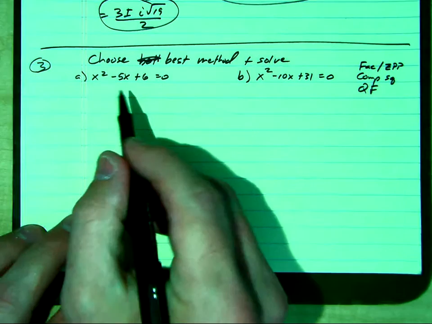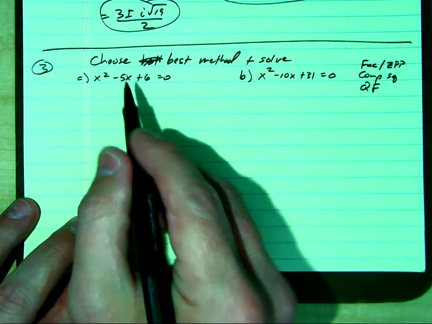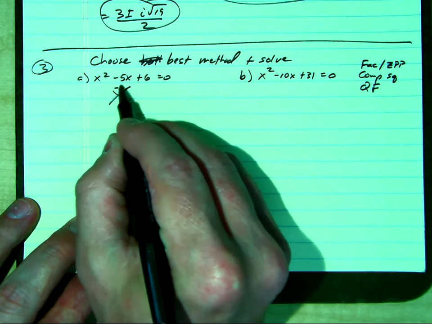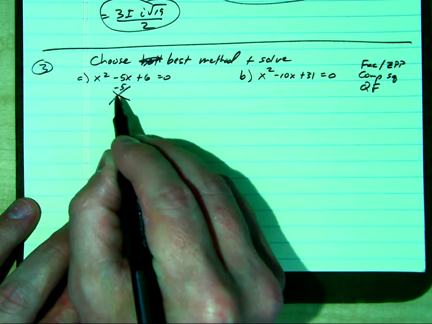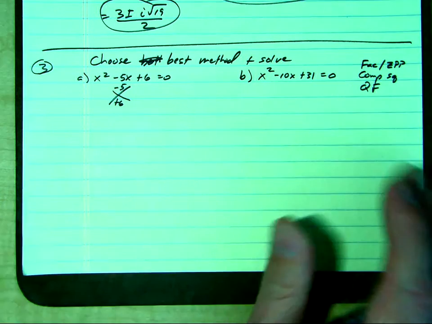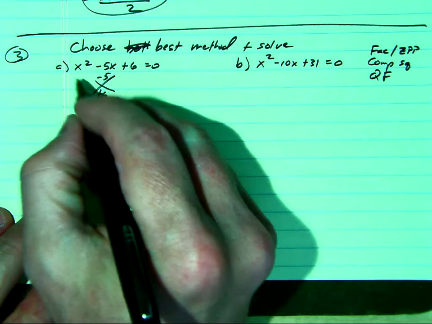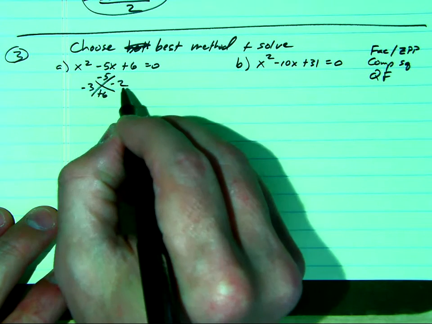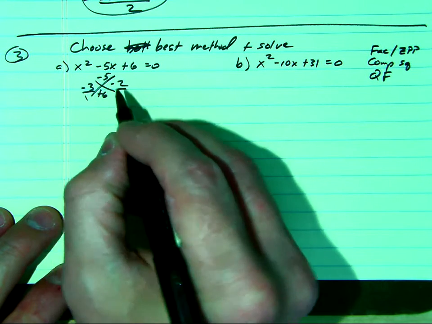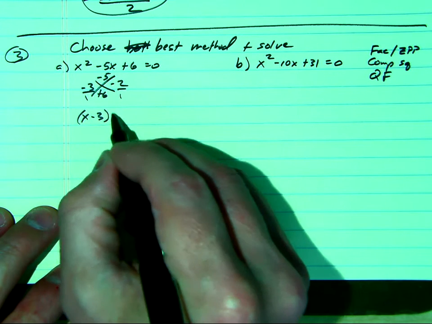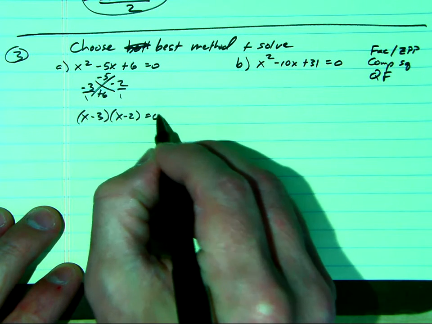So looking at this first one over here, always try to factor it first. Let's see if it factors. Is there anything that multiplies to positive 6 but adds up to negative 5? Anybody? Negative 3 and negative 2, absolutely. So once you have that, you always divide by a. So we get x minus 3 and x minus 2 equals 0 still.